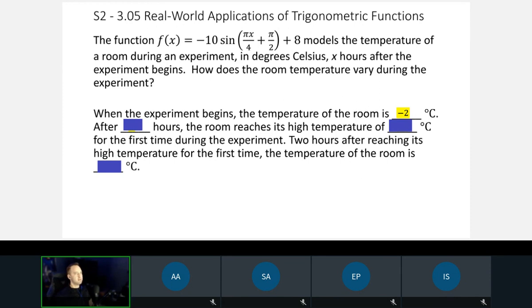All right. Next part of this problem says, after blank hours, the room reaches its high temperature of blank Celsius for the first time during the experiment. So there's two ways that I can think of right now to approach this part of the problem. One being easy, and one being a little longer and more math, I think. So the easy way, any ideas? What is the easy way, you think, to approach this second part of the problem?